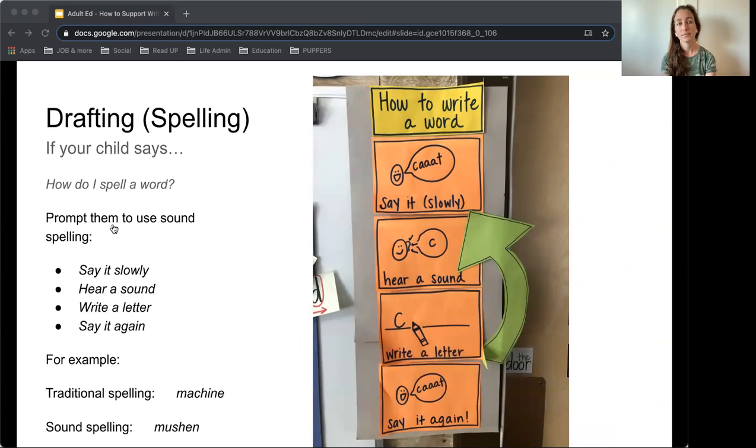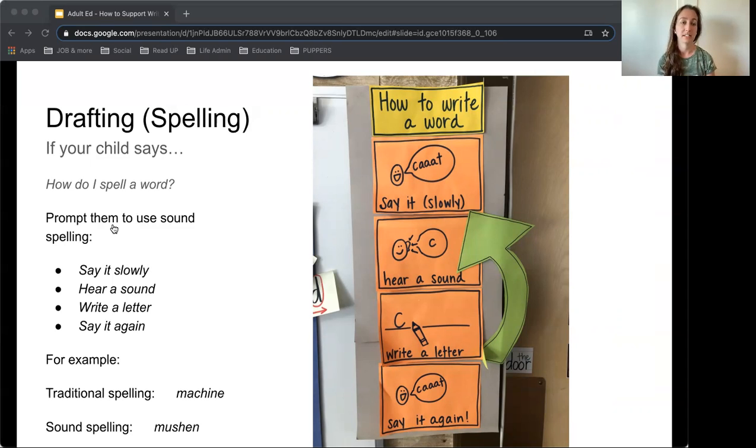Well, how about when your child says, how do I spell this word? Each of your writers has been taught in class how to write a word. And here's how. First, they say the word slowly and they hear a sound. Then they write the letter that matches that sound they hear. Once they write that first sound, they say the word again to hear the next sound in the word.